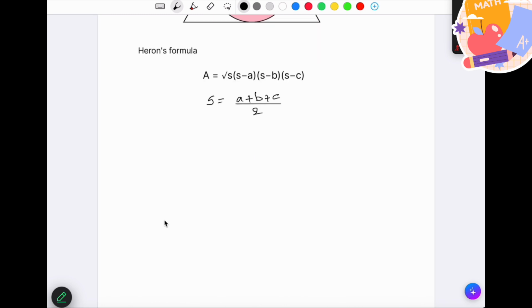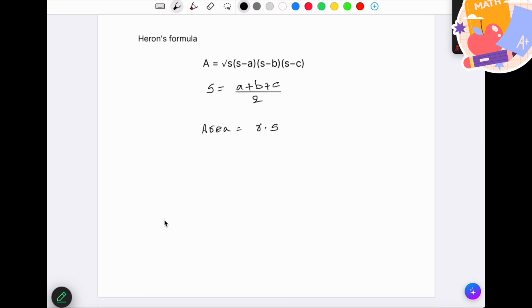Another concept is one more formula for finding the area of the triangle. It is area equal to r times s. s is the semi-perimeter of the triangle and r is the radius of the circle which is inscribed in it. So using these formulas, now we are going to solve this question.